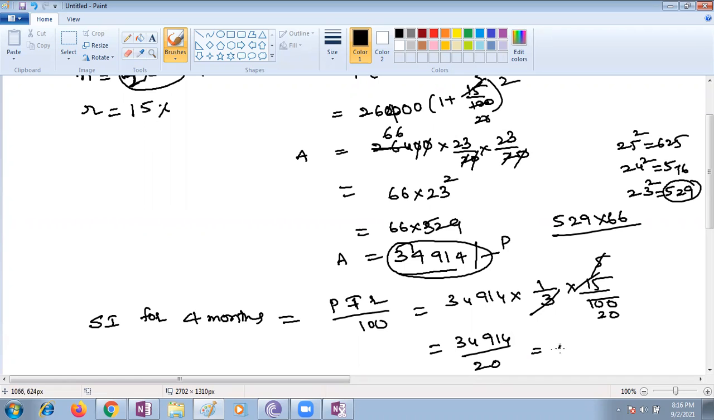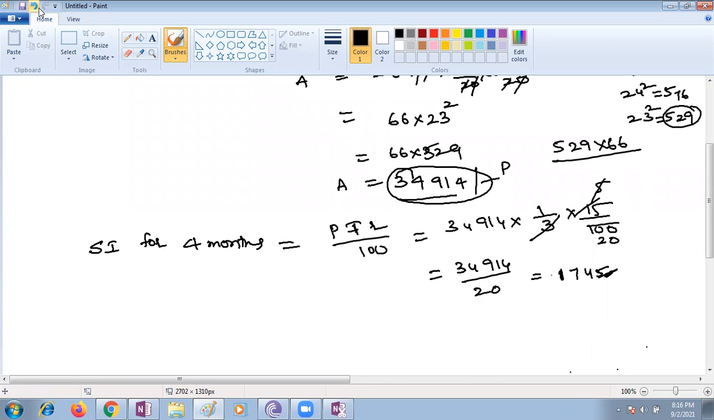Half of 34,000 is 17,000. So 17,457. Yes, 17,400 and the rest, so 1745.70. This is the interest you are getting. Let me make it clear. Big numbers also, you just make it as a decimal point and you will get it here. 1745.70 rupees.